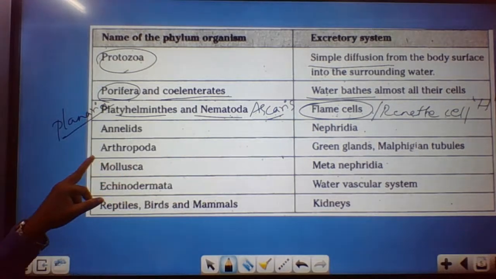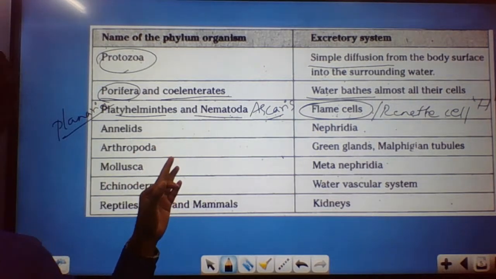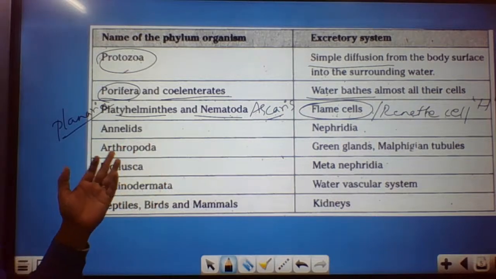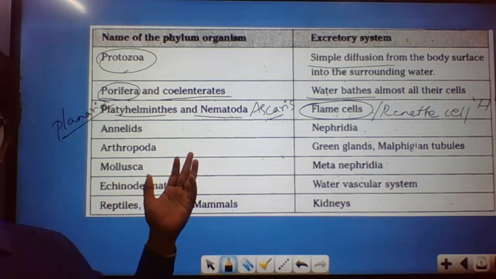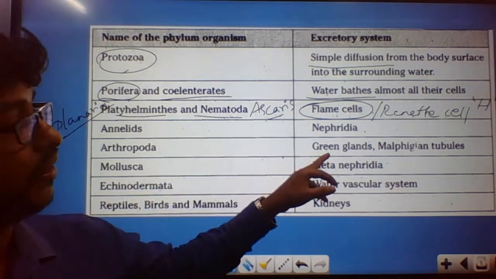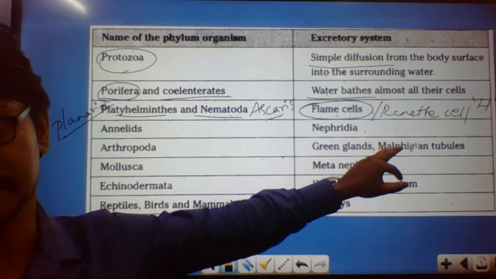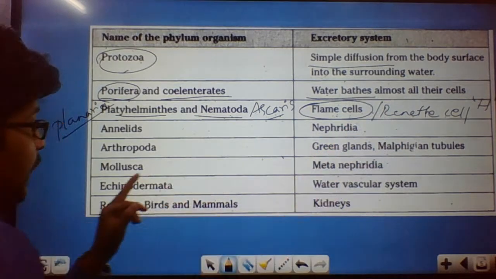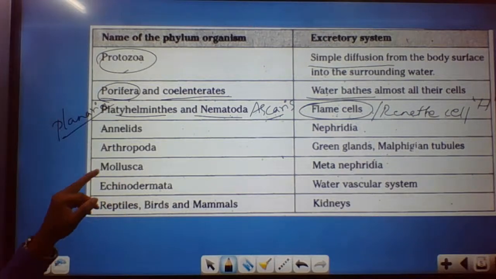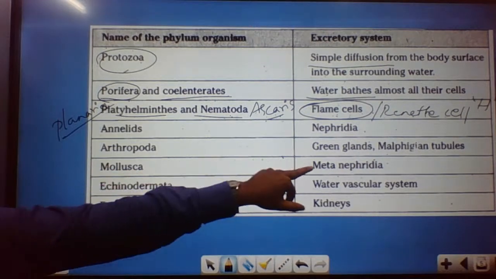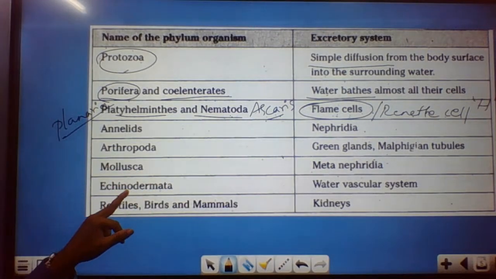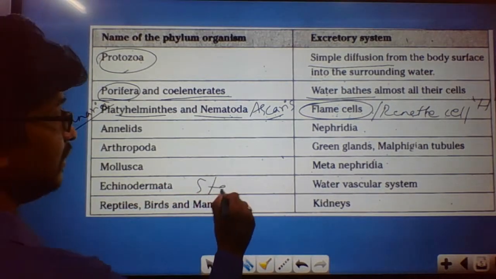Then come to the Arthropoda, insects. Any type of insects, for example, they may give the name of an insect without saying Arthropoda. If they ask, then you can go with the option of green glands or Malpighian tubules. Then for mollusks, you go with the metanephridia. Echinodermata, they will give starfish. In this case, for Echinodermata you go with the starfish.